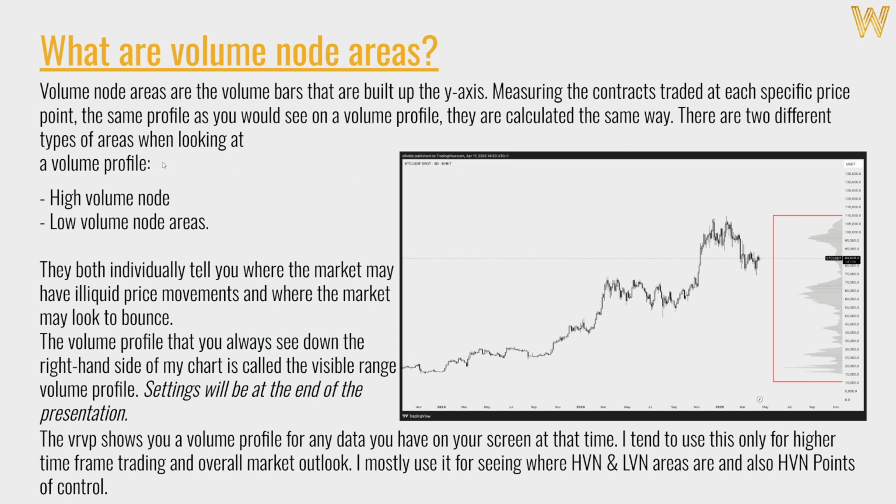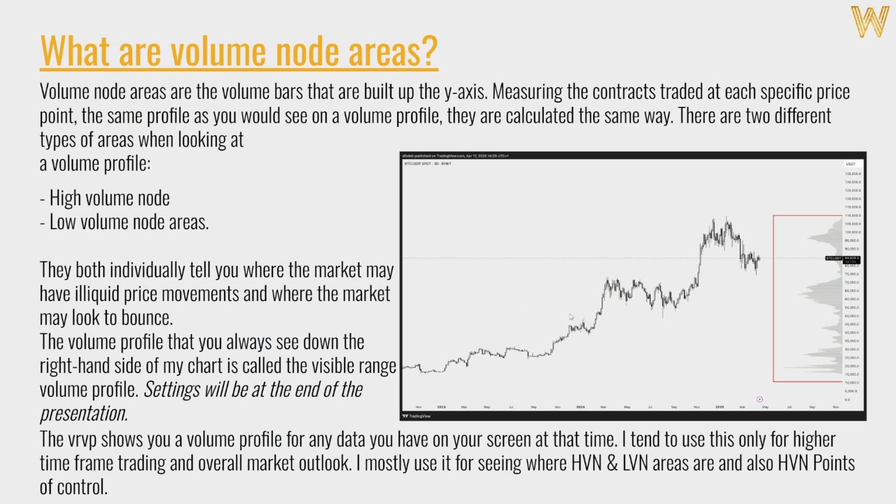And there's two different types of areas when looking at a volume profile. First is a high volume node area, and then the second is a low volume node area. So the low volume node areas clearly are the ones without much liquidity, without much volume, and the high volume node areas are the ones with this large volume profile. So they both individually tell you where the market may have illiquid price movements and where the market may look to bounce, right? The illiquid price movements are usually found in the low volume node areas.